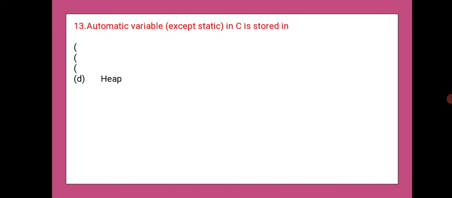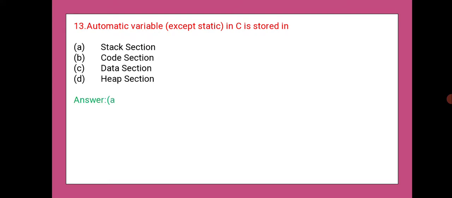Automatic variable, except static, in C is stored where? Is it in a stack section, or a code section, or a data section, or a heap section? It's simple. Automatic variable is stored in a stack section, which we discussed in our storage classes, if you remember.